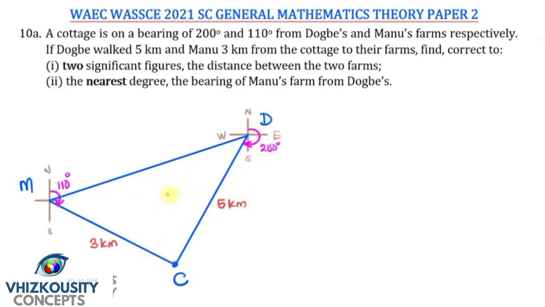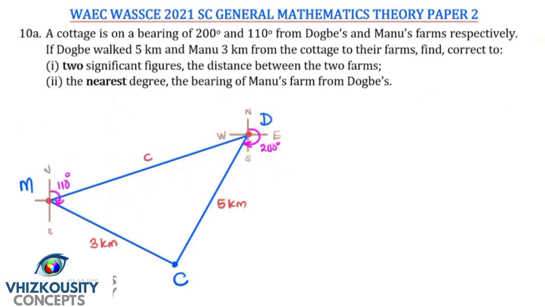So let's try and solve this and see what we can use to get the distance between the two farms, Manu's farm, M here, to Dogbe's farm, D here. Since that distance MD is opposite C, I can just call this C. So 5 kilometers will be small m, and 3 kilometers will be small d. So we have this question and it's giving us a triangle already. I want to find this particular side, but we need to get any of the included angles so that we'll be able to solve this effectively.